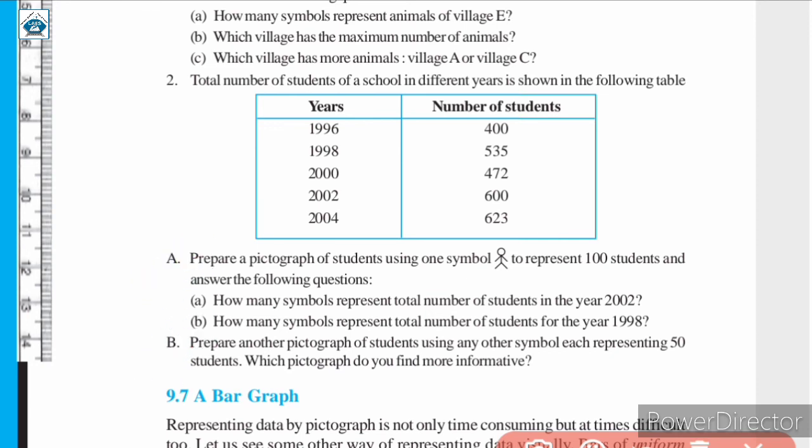So यहाँ पर A part हमने solve कर लिया है. Part B is homework for you. You need to solve this question on your own, prepare the pictograph and write the solution in your notebook.